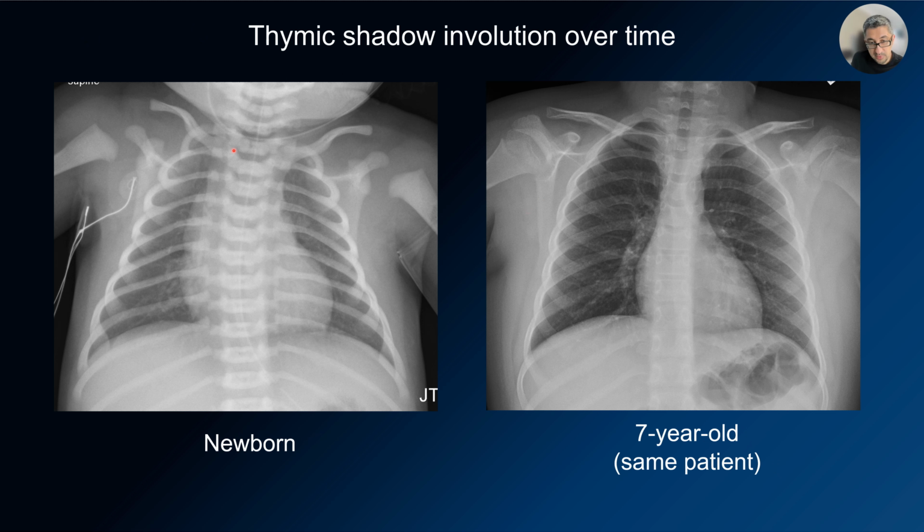Another example of a newborn with a prominent thymus, and same patient at 7 years old. First one, we are not able to see the hila, but on the follow-up at 7 years, we can see it very nicely. This usually starts after 3 years.